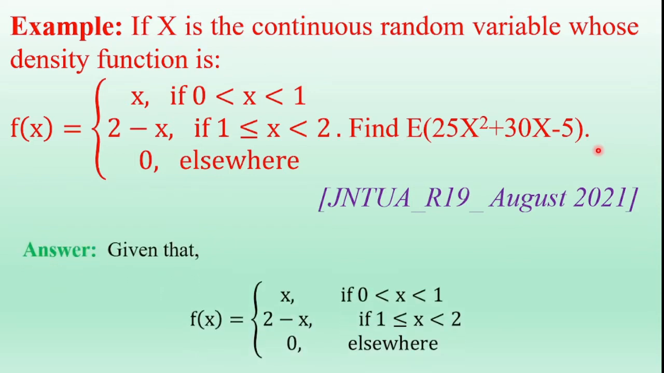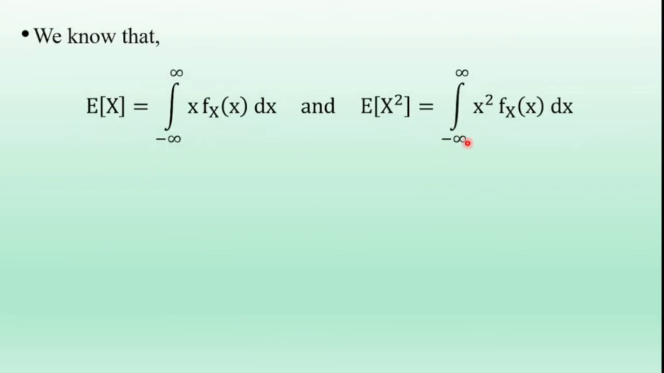Given that the probability density function is x for x from 0 to 1, f(x) = 2 minus x for x from 1 to 2, and f(x) = 0 otherwise. First find the expected value of x, and after that calculate the expectation of x square, and substitute the expectation of x and expectation of x square values into this equation. Finally we get the expectation of that term. So first calculate E of x.